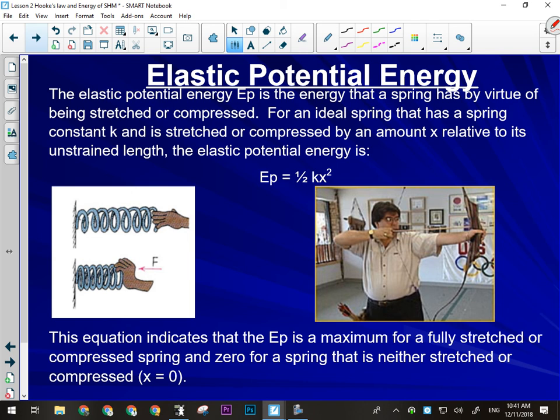So that's kind of what we're looking at here. Okay, so we just looked at how we derive that formula. That is true for any elastic object. It's true for a spring, it's true for a rubber band, it's true for a bow and arrow. Okay, now how do I measure distance in the bow and arrow?